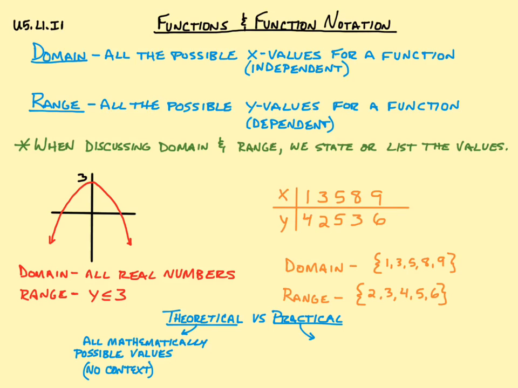And your practical domain and range are going to be contextually based. So it's contextually possible values for your x and y. Maybe if you're talking about how fast a car goes and the stopping distance, theoretically if we had an equation we could put any number in for how fast a car is going, but practically you're going to have a limit on how fast a car could go. So your contextual or your practical domain and range is going to be smaller than your theoretical.